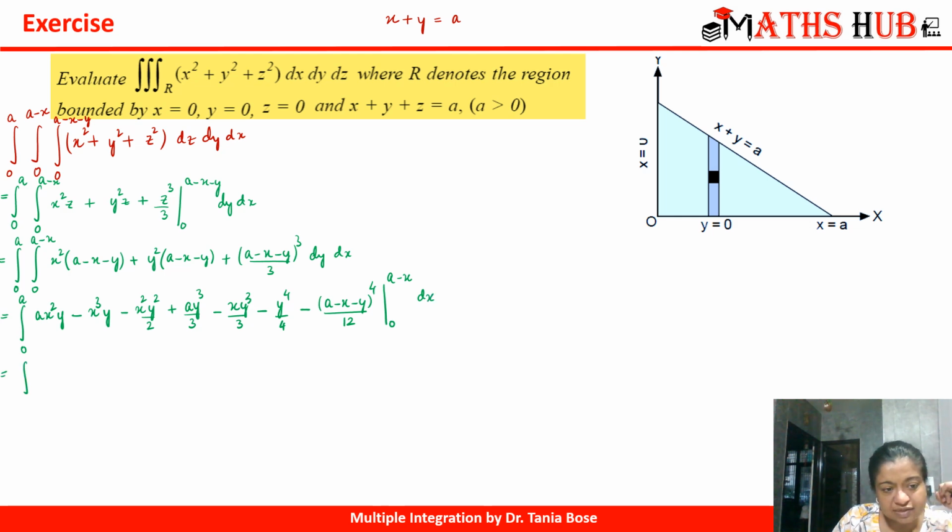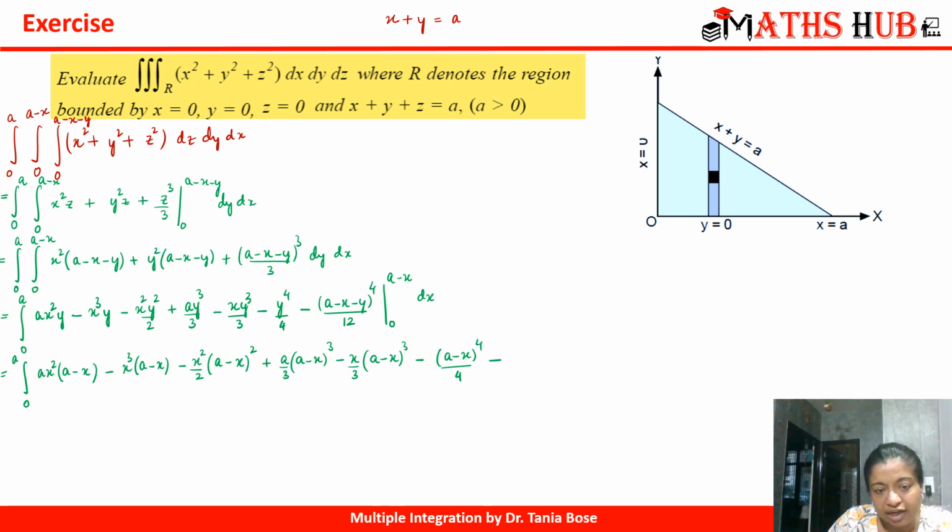So let us put up the limits now, the upper and the lower limit. So we have a into x square, a minus x minus 0. So this is the term that we will get. Then we have x cube, a minus x minus 0 again. Then we have x squared by 2, and again we put the limits as a minus x whole square minus 0. Then we have a by 3, a minus x whole cube. Then we have minus x by 3, a minus x again whole cube. Then we have minus a minus x to the power 4 by 4 minus.